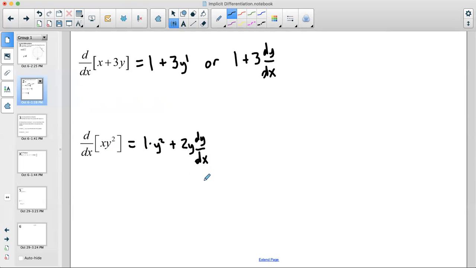Whenever you're taking the derivative with respect to some variable of some other variable, you've got to add this dy dx piece. This is the chain rule coming into play.